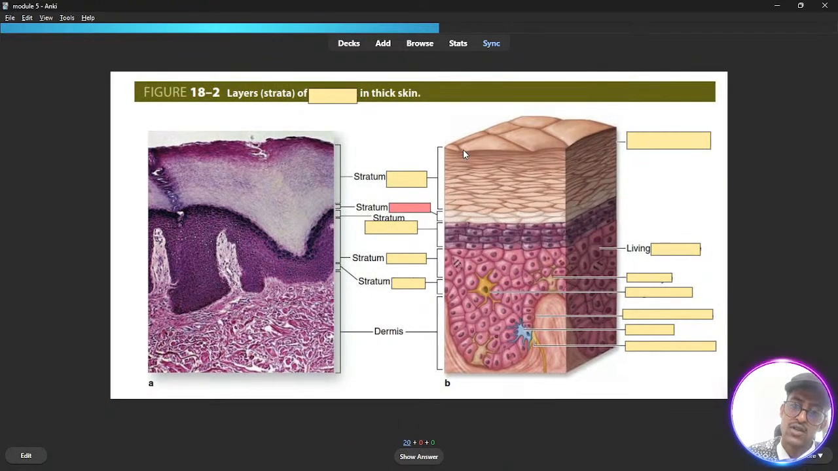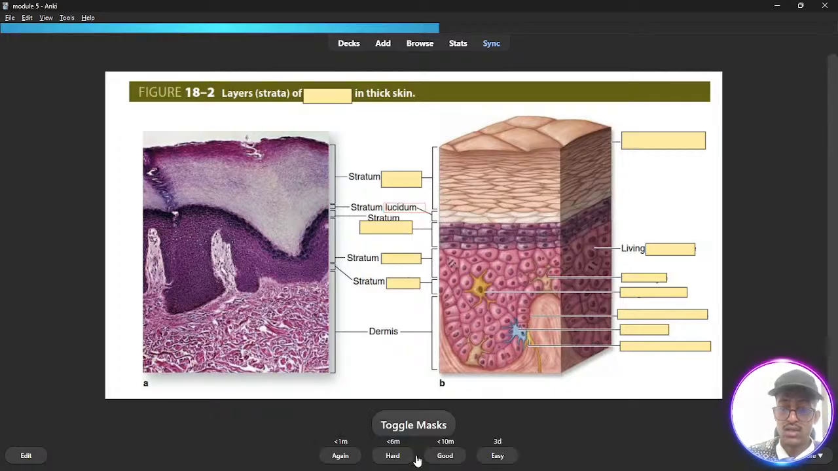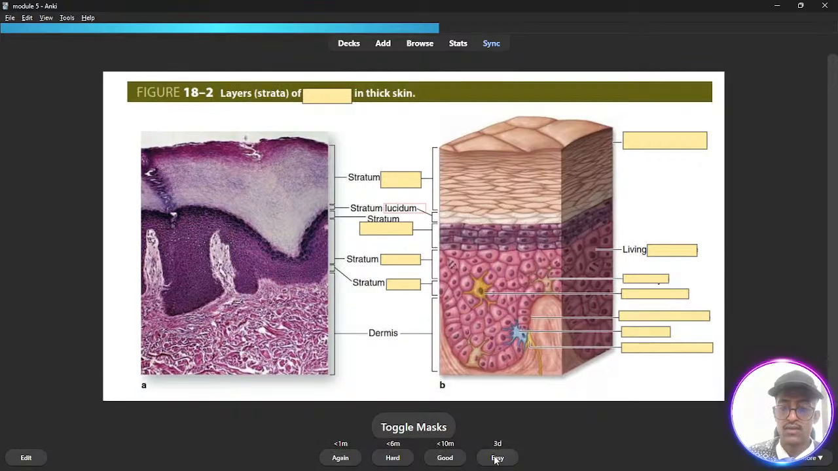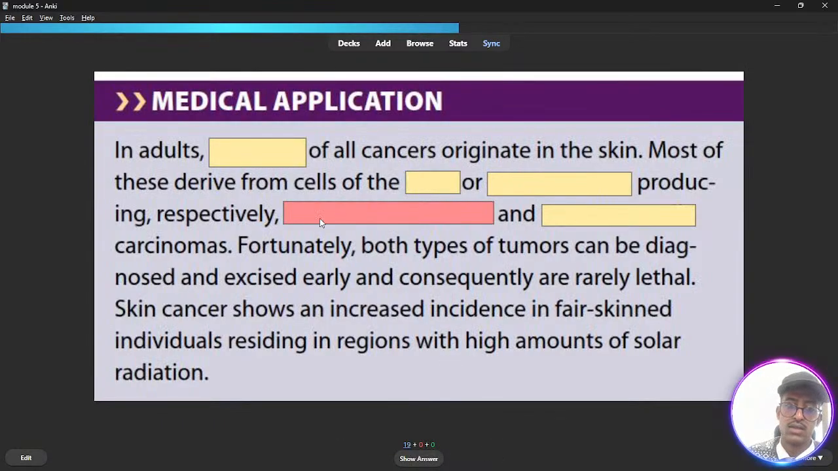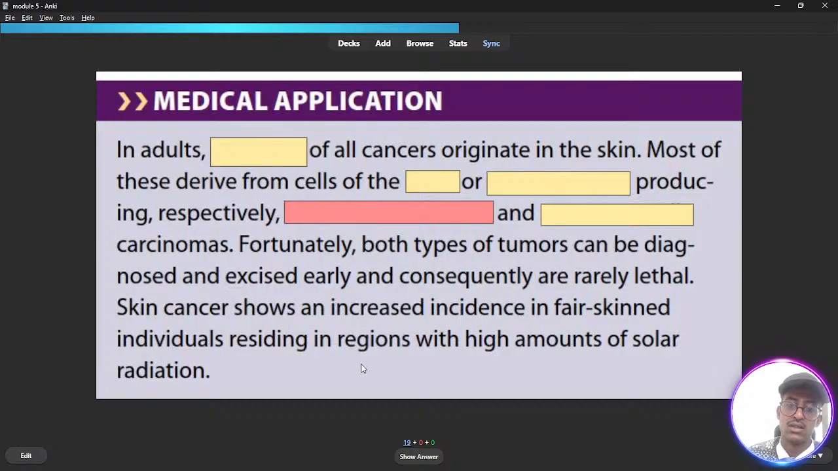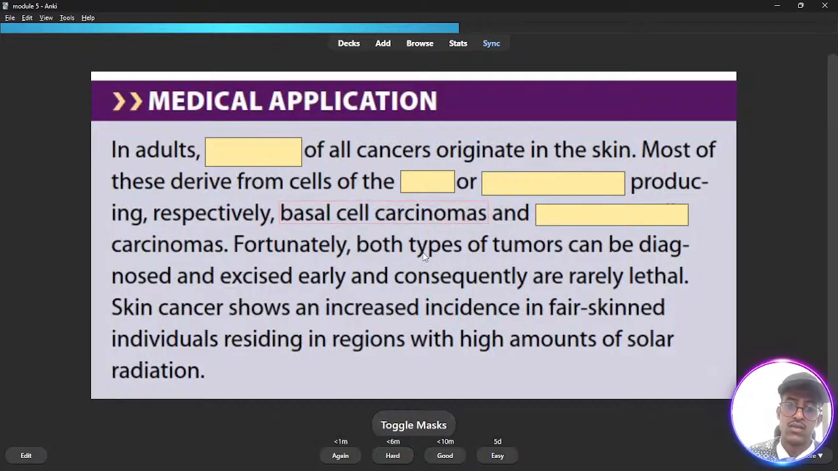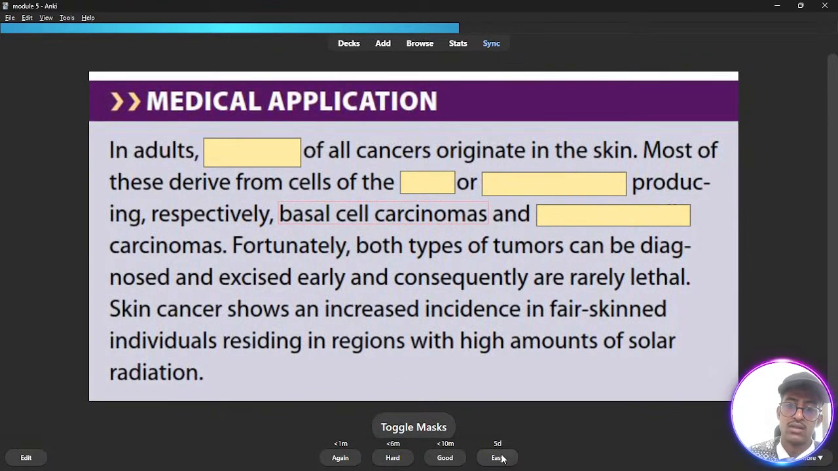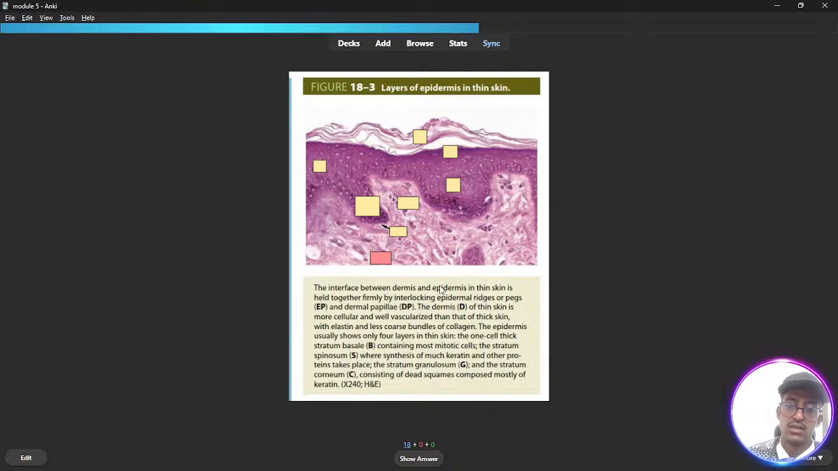This one is stratum corneum. There must be what? This one is the tiniest one. This is the dead keratin. What is this? This is stratum lucidum, I guess. Lucidum. Okay, then respectively, which is basal cell carcinoma, basal cell carcinomas, and here.